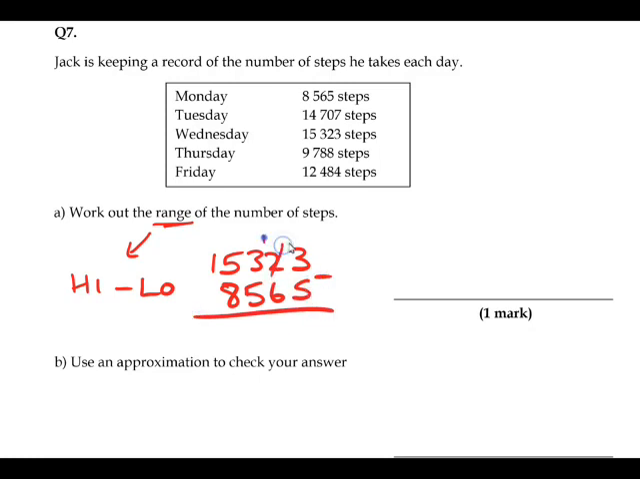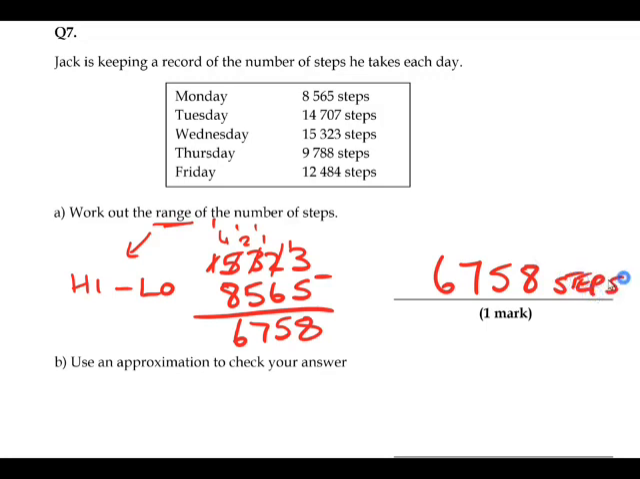So 5 from 3 doesn't go, carry a 1. 5 from 13 is 8. 6 from 1 doesn't go. 6 from 11 is 5. 5 from 2 doesn't go. 5 from 12 is 7. 8 from 4 doesn't go. 8 from 14 is 6. So the range is 6,758, and they are steps.